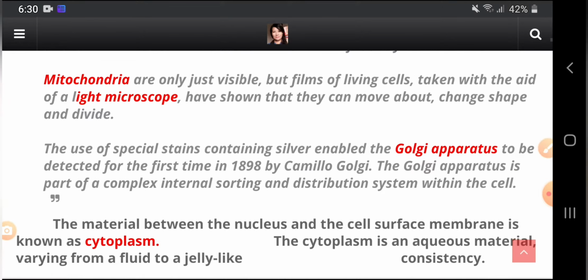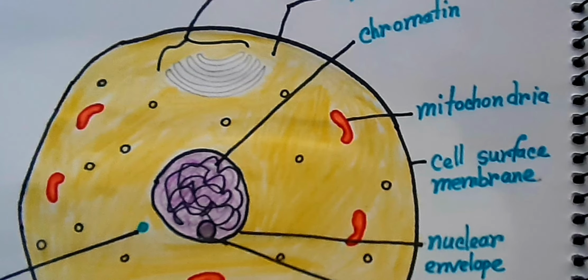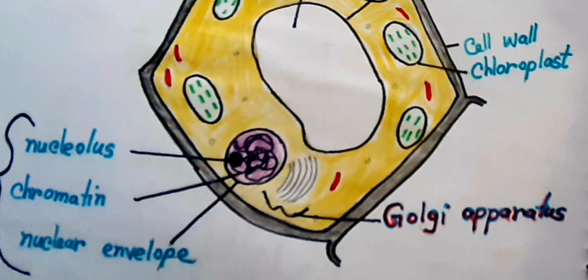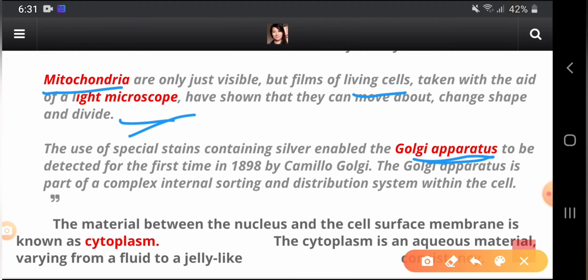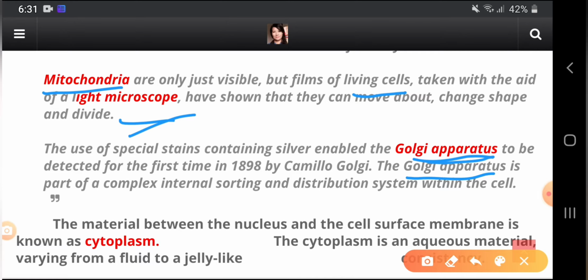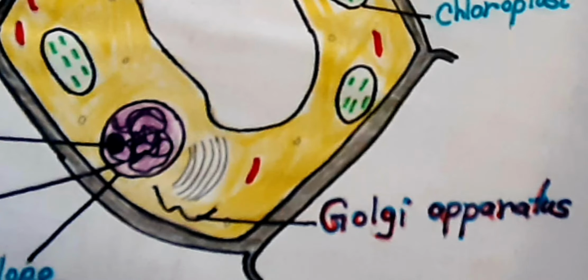Another one we can see is mitochondria. Mitochondria are only just visible under the light microscope, but films of living cells taken with the light microscope have shown that they can move, change shape and divide. The use of special stains containing silver enabled the Golgi apparatus to be detected for the first time, in 1898 by Camillo Golgi. The Golgi apparatus is part of a complex internal sorting or distribution system within the cell.